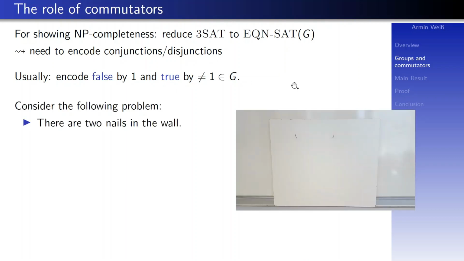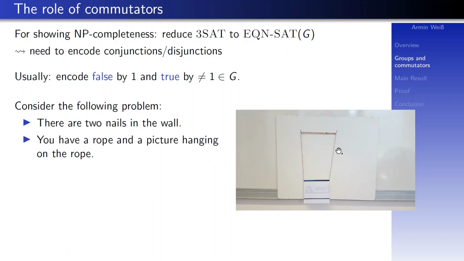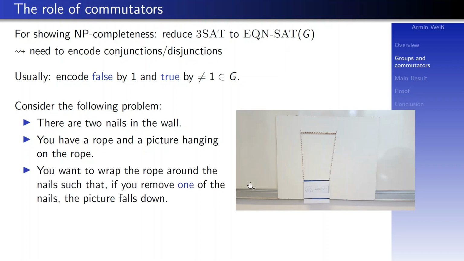Now consider the following puzzle. We have 2 nails in the wall, and a picture which is attached to a rope, and we want to put the rope around the nails so that the picture falls down as soon as we remove one of the nails. So this is like a conjunction. If both nails are in the wall, the picture stays, but if one nail is removed, the picture falls down.